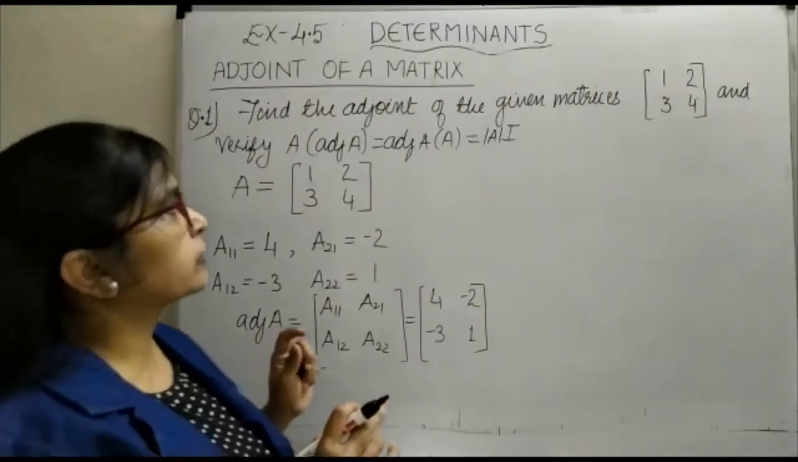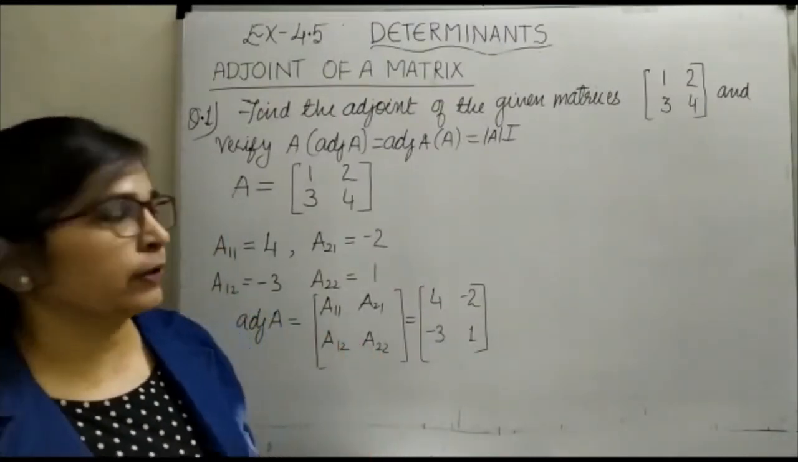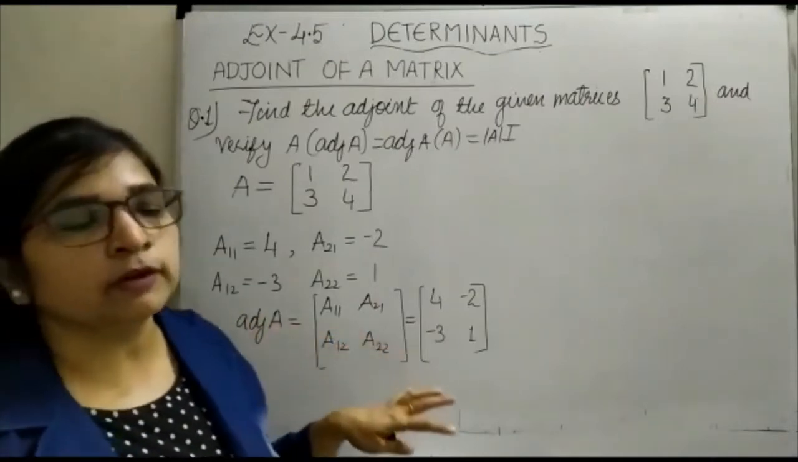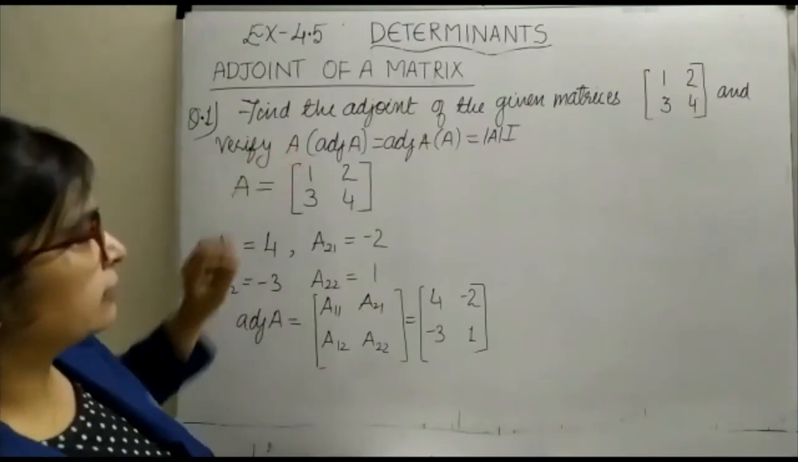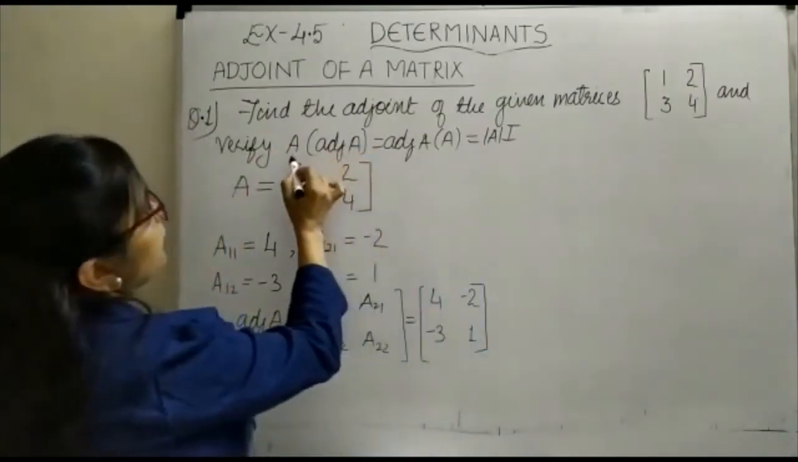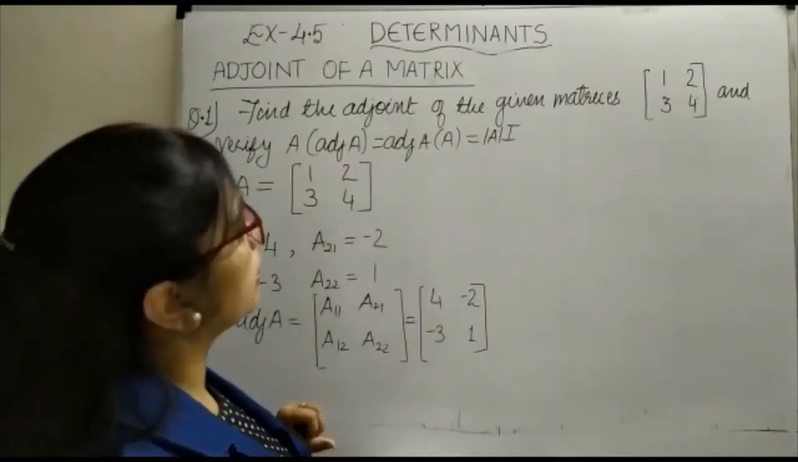First of all, you find the cofactor, and then you will take the transpose of the cofactor and you will get the adjoint of the given matrix. After finding the adjoint, we will verify this relation also, that is A into adjoint A is equal to adjoint A into A is equal to determinant A into I.